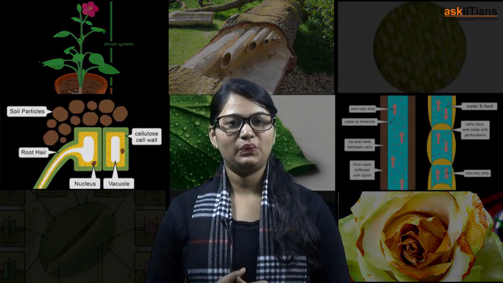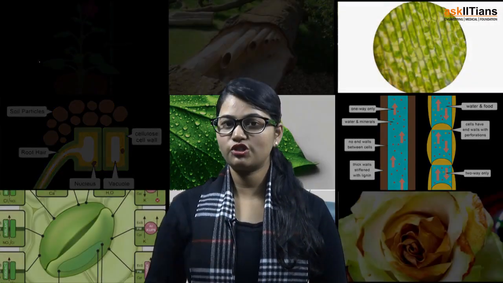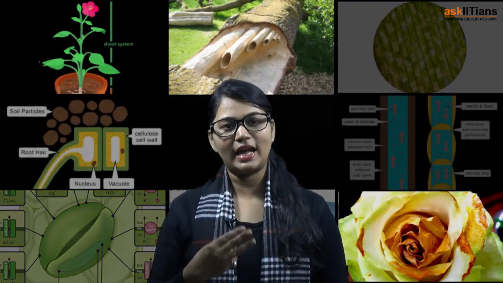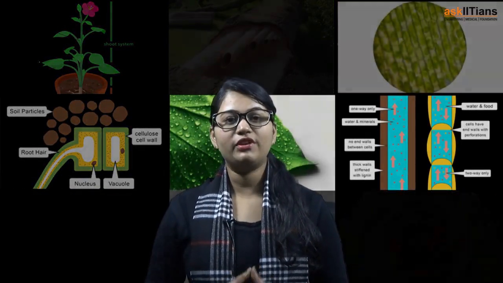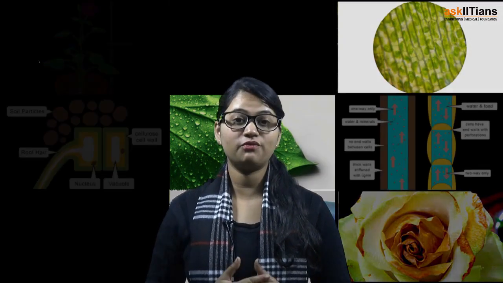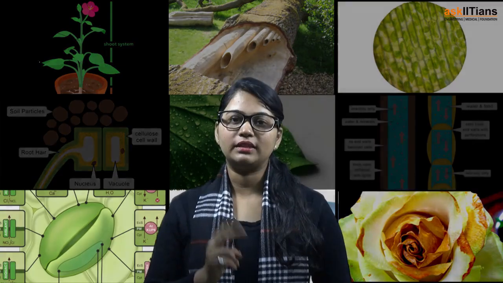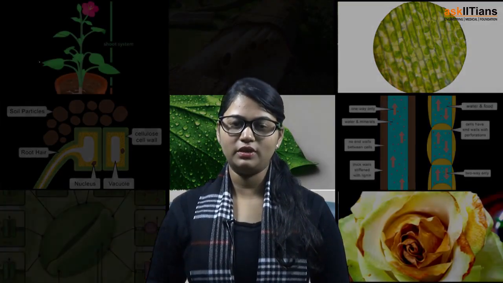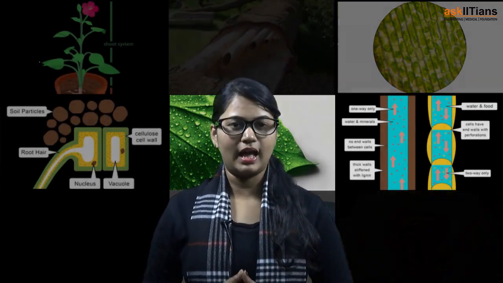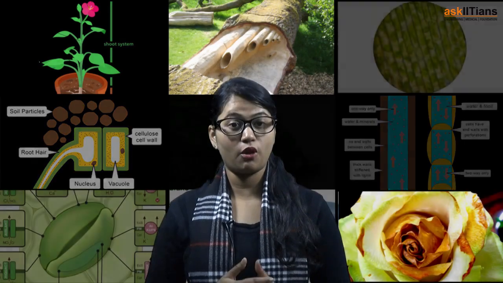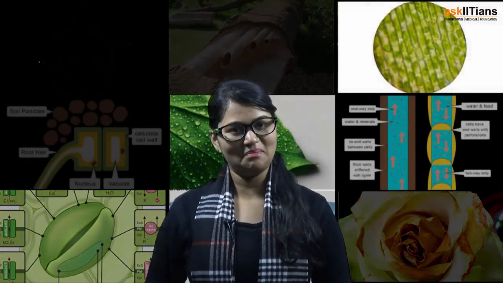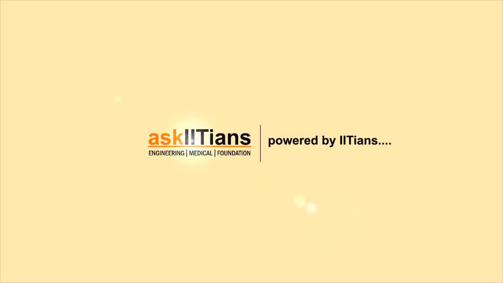So this was all about the means of transport in cells. We have learnt about diffusion, facilitated diffusion, and active transport. Diffusion and facilitated diffusion fall under the category of passive transport. So using these modes of transport, water, minerals, and ions are being transported from roots to the leaves in the plants.